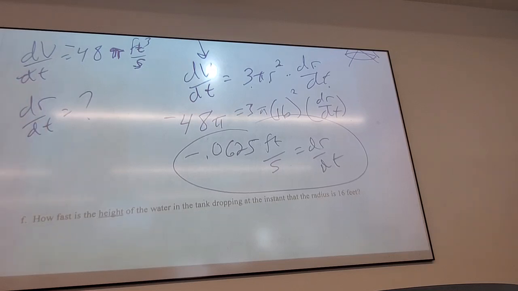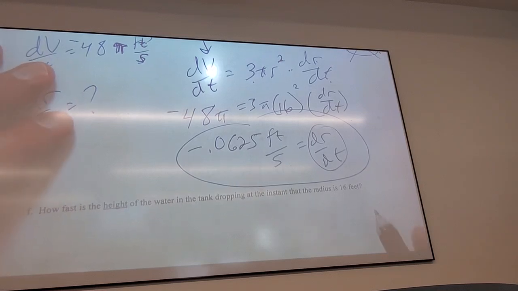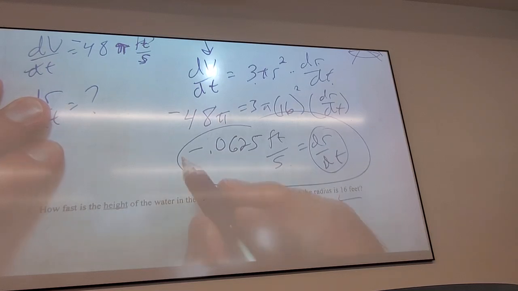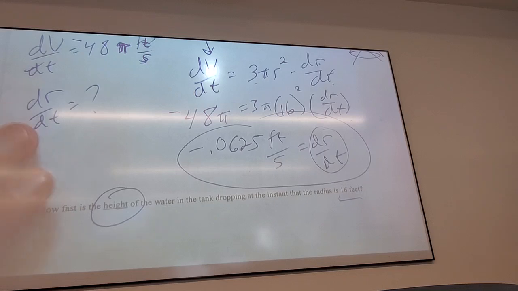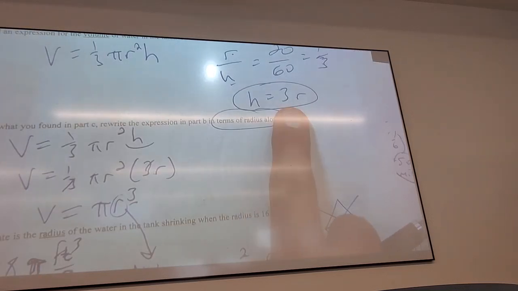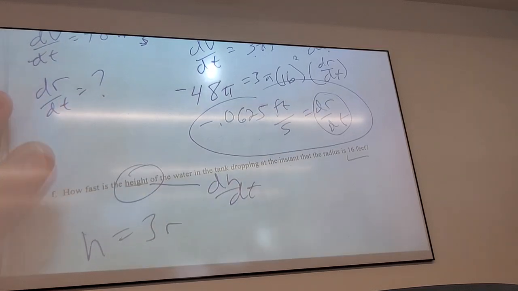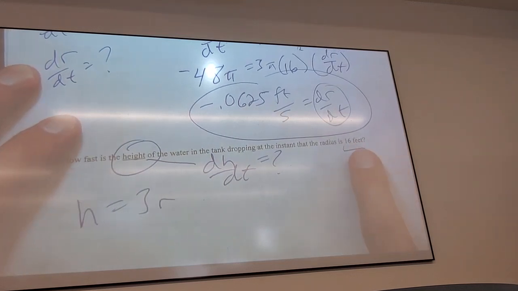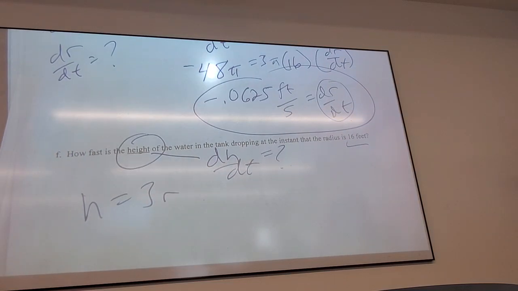Now, I want to show you a nifty little trick on part F. Do we know how quickly the radius is changing when the radius is 16 feet? Yes. Do we have a relationship between height and radius? Yeah, height is 3r. So don't they want me to know dh/dt? Isn't that what they're asking me for? So don't redo the whole problem. I know how quickly the radius is changing. I have a relationship between h and r, so I can set up a relationship between the rates of change.